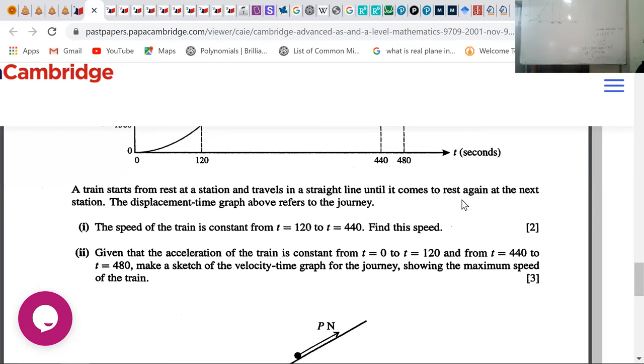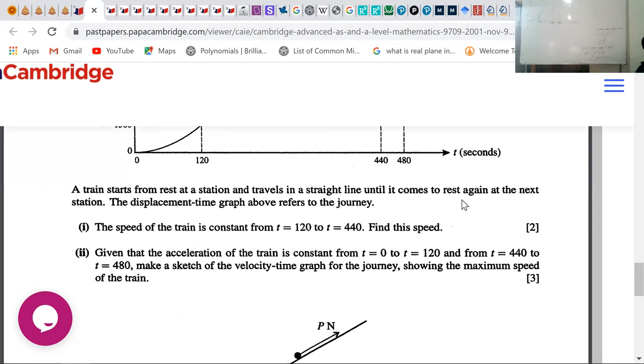Part 2. Given that the acceleration of the train is constant from 0 to 120 and from 440 to 480, make a sketch of the velocity time graph showing the maximum speed of the train. 3 marks.